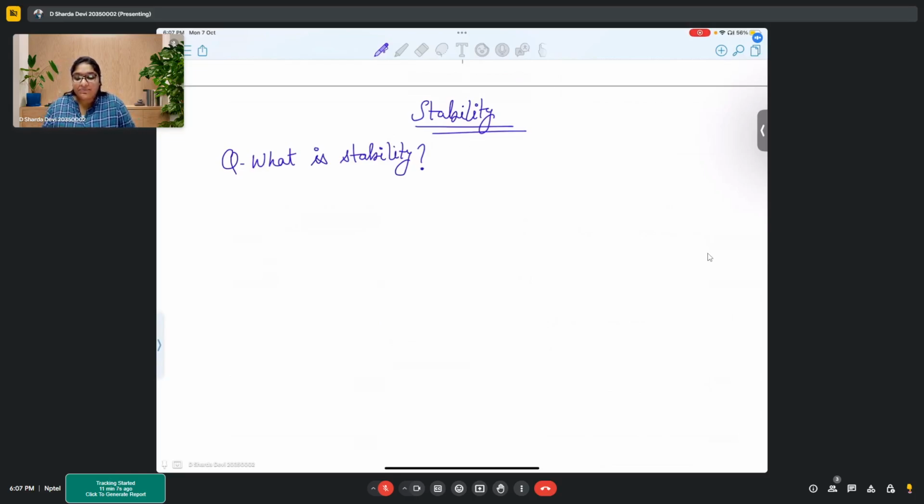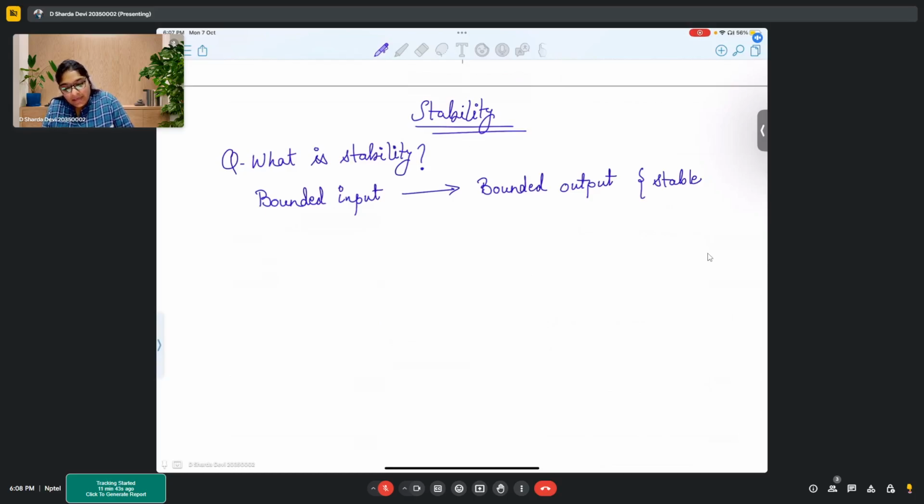In technical terms, stability basically means that when you have a bounded input and it gives you a bounded output, then we call the system to be stable. Okay, so that is the idea of stability. Basically, your output should be controlled. That's when your system is stable.